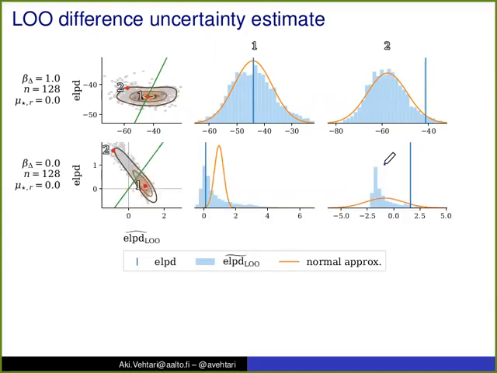Then another example where beta is 0, so the models are very similar, or actually the same. And now we have the problem that, like in case 1, our uncertainty estimate is underestimating the variance or variability in the true error distribution, and also the true error distribution is skewed, which the normal approximation doesn't take into account. So the normal approximation doesn't work so well.